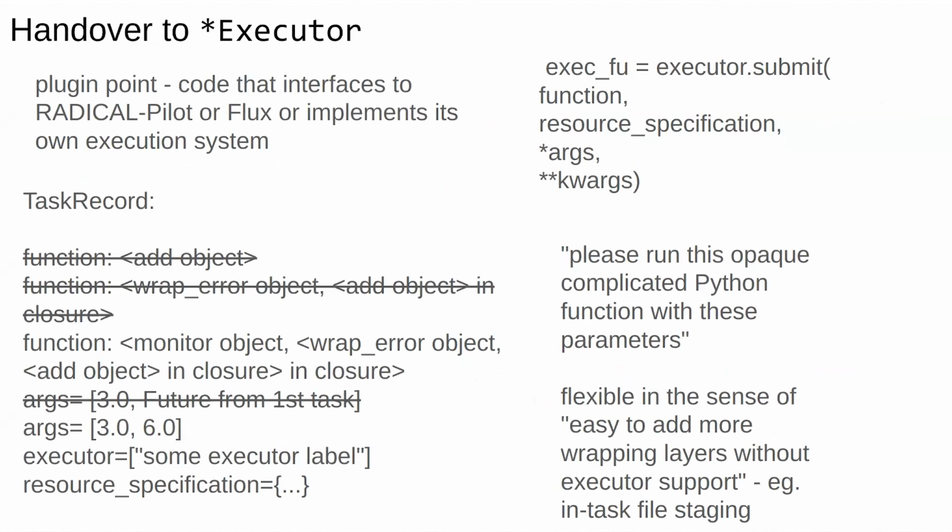So this is the point where we hand over to the code that interfaces to High Throughput Executor or Radical Pilot or Flux or Work Queue or Dragon. And that looks like this function call here. We call submit, we hand over the function, we hand over the resource spec, and we hand over the arguments and keyword args. Okay, so all we're handing over is a Python function, which is now quite complicated after all this elaboration. And we say, just run this function. You don't have to think about anything else. Just run this Python. That's all. Okay.